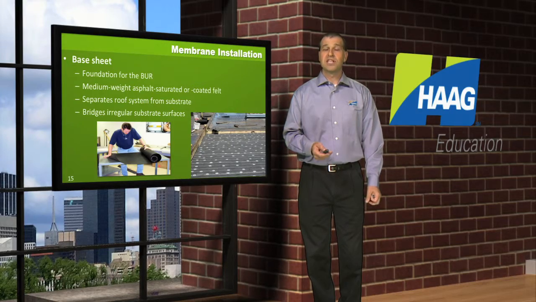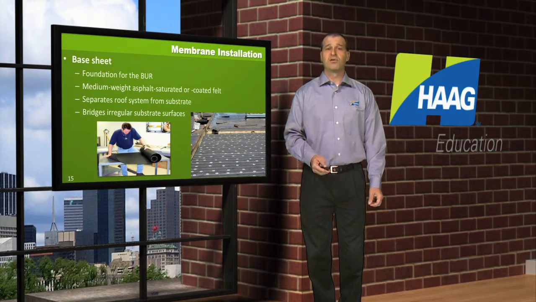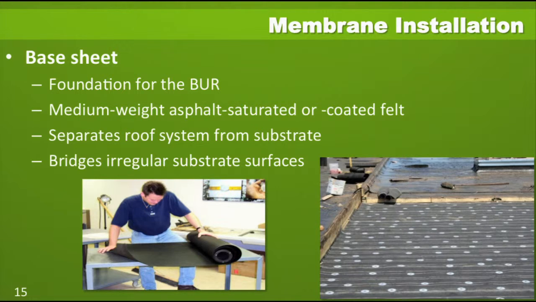The first sheet that's going to be applied on a built-up roof is known as the base sheet. This is going to be the foundation for a built-up roof, and typically it's going to be a medium weight asphalt saturated or coated felt. This is going to help separate the built-up roof from the roof decking or the substrate, which may involve insulation boards or a prior roof system. The felt helps bridge over the irregular surfaces and cover over joints in the insulation board, and also will prevent any of the hot bitumen from leaking down into the lower levels of the roof or into the building.